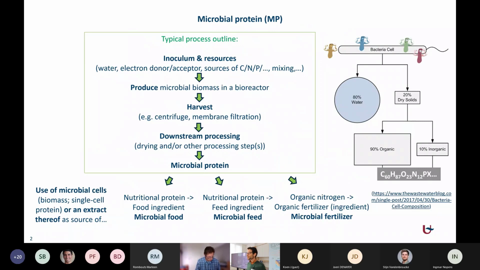Now, what is microbial protein? For those that don't know it, we have a very typical process outline. We start with an inoculum, resources, carbon, nitrogen, phosphorus, energy, mixing, etc. We produce microbial biomass in a bioreactor. We then harvest it and do some further downstream processing, which can involve drying or other extraction or additional steps. Then we have microbial protein. We can use it for food, feed, fertilizer purposes, and depending, of course, on the application, we go for other quality and content and other criteria.